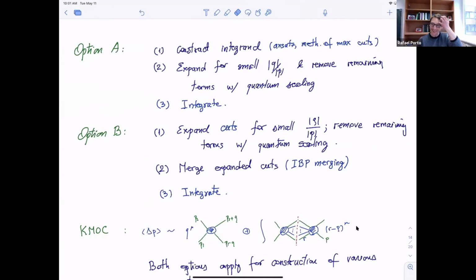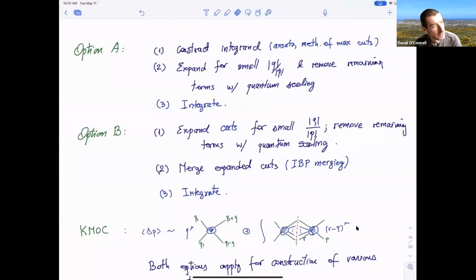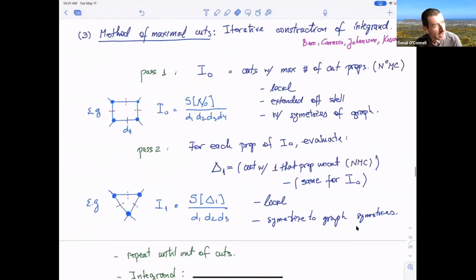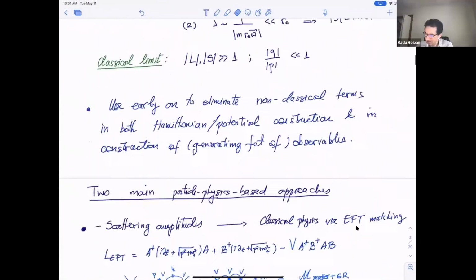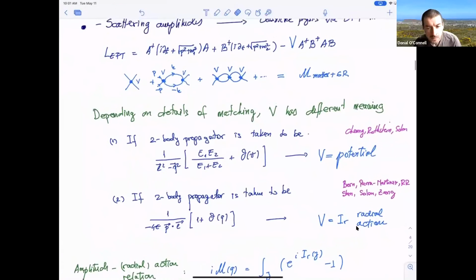So the next question is by Donald O'Connell, please. Thanks, Radu. Can you go back to the bit, maybe near the start, where you're talking about your different propagators? These two-body or radiation-type propagators. Yeah, here they are.